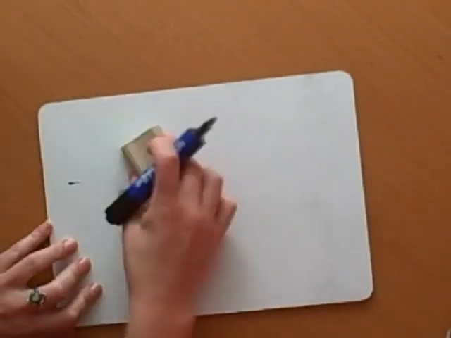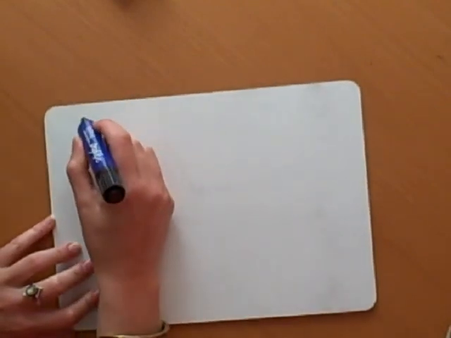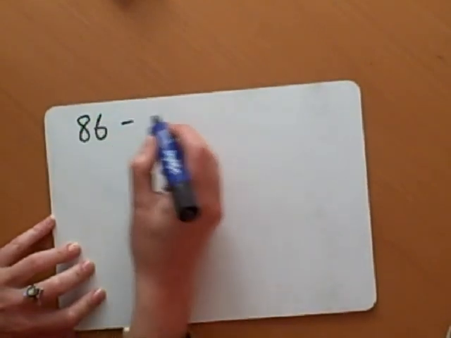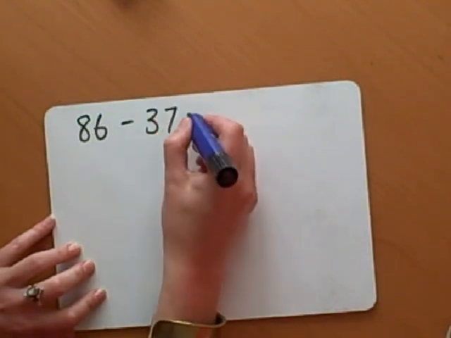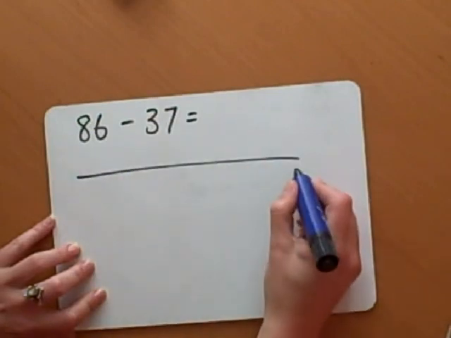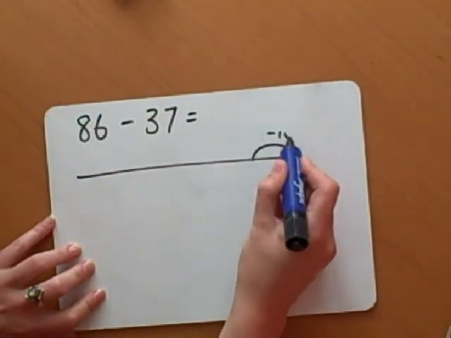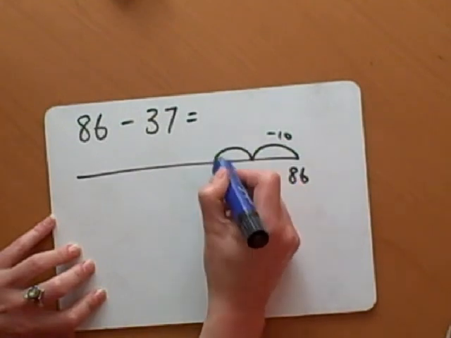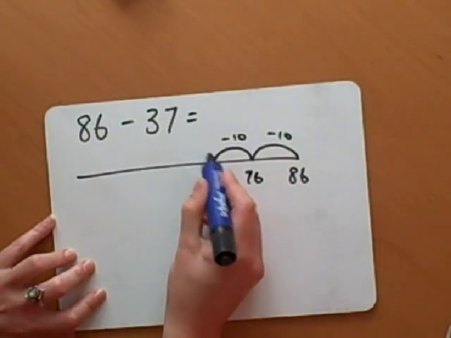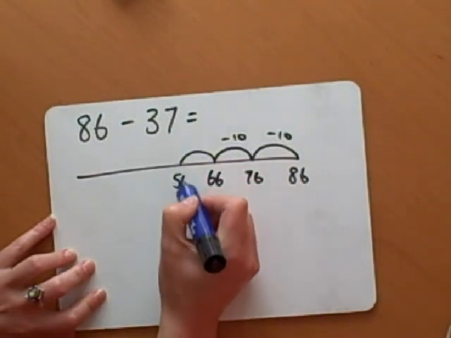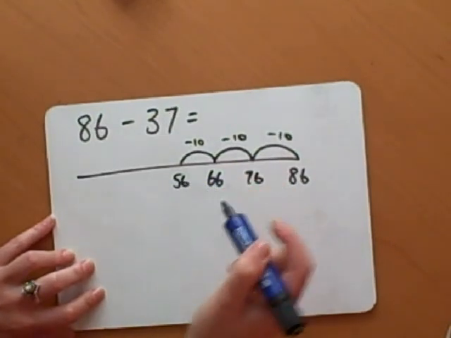What about when you do have to bridge over a tens barrier? I'll show you what I mean by that. Say we've got 86 subtract 37 this time. Start with the largest number, count back the tens, we've got 3 tens. 1 ten takes us back to 76. Another 10 takes us back to 66, that's 20. 30 takes us back to 56. I've counted back 10, 20, 30.